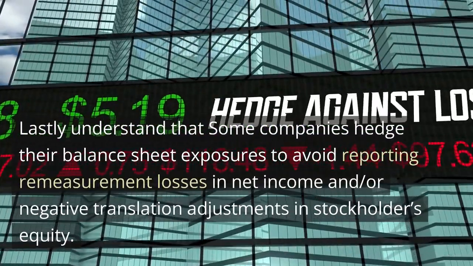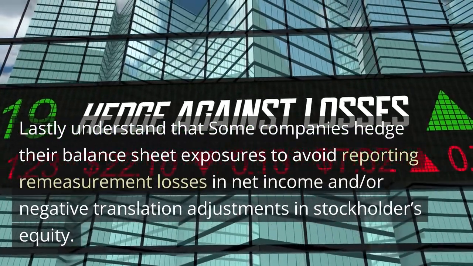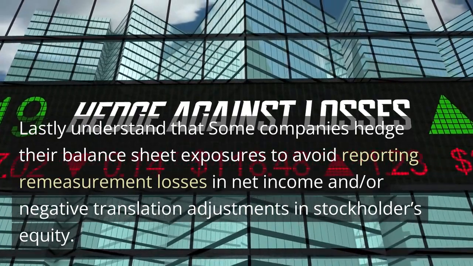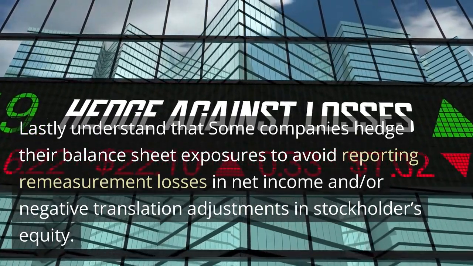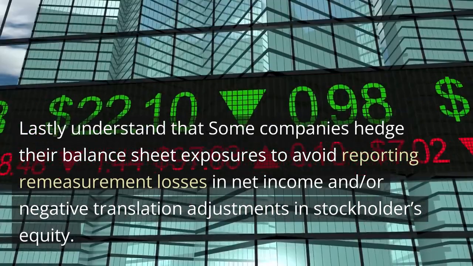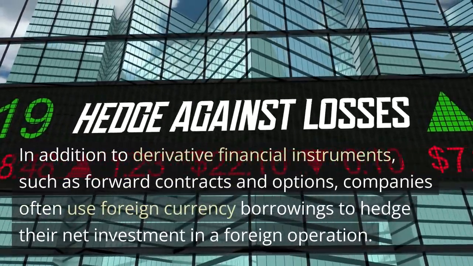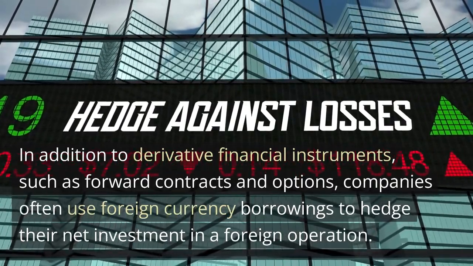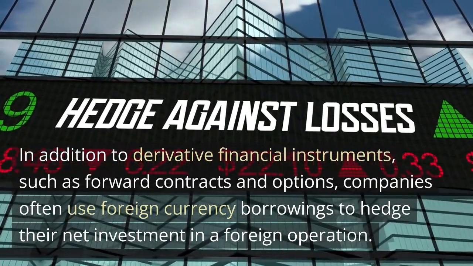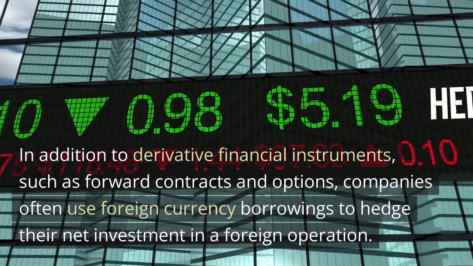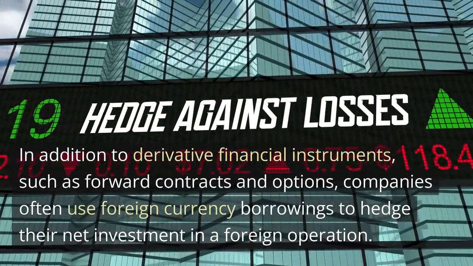Lastly, understand that some companies hedge their balance sheet exposures to avoid reporting remeasurement losses in net income and/or negative translation adjustments in stockholders' equity. In addition to derivative financial instruments, such as forward contracts and options, companies often use foreign currency borrowings to hedge their net investment in a foreign operation.